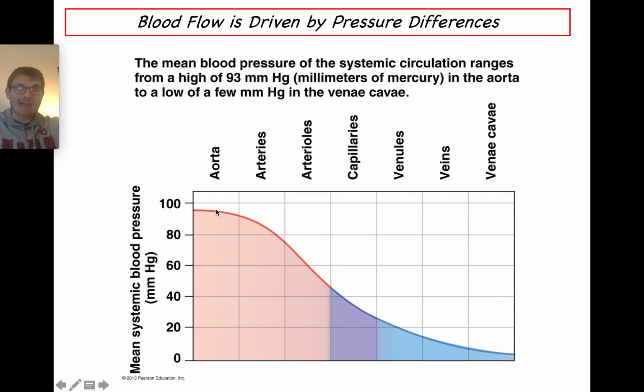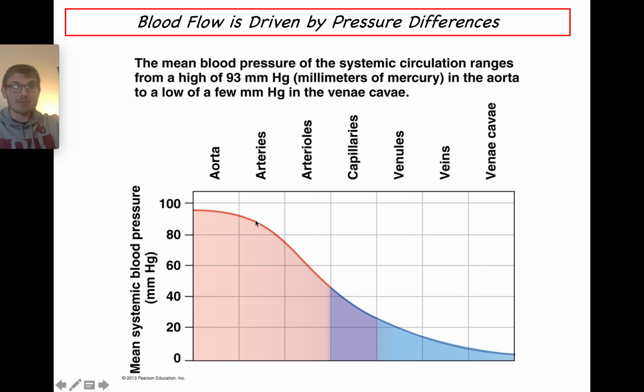So if you look at the pressure graph here, you will notice that the pressure is highest at the aorta, and then as it moves through that correct flow of circulation, the pressure continues to get lower and lower. So the fact that blood moves from the aorta to the arteries is because the pressure in the aorta was higher than the pressure in the arteries, so high to low pressure. Blood moves from high to low pressure.